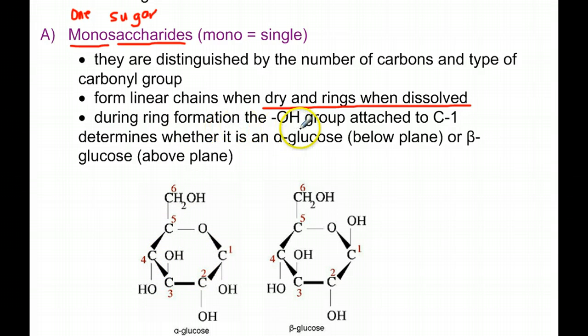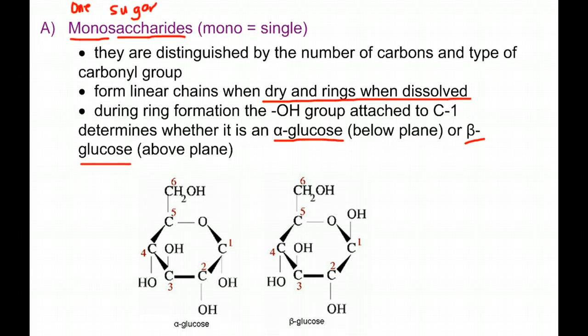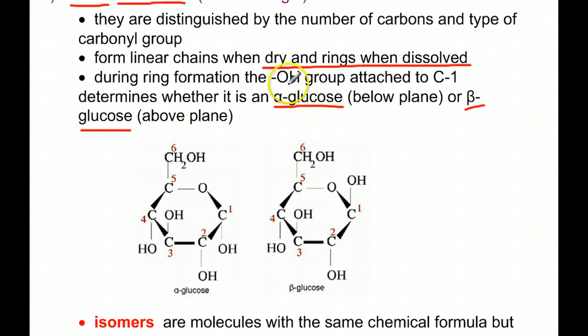So during ring formation, the hydroxyl group attached to the C, okay, so each of these are carbons and they've numbered them so that when we talk about them, we know what carbon we're talking about. So the hydroxyl group that's attached to the carbon number 1 determines whether it's one of 2 types of glucose. So we have such a thing as an alpha glucose and a beta glucose. And what they're trying to say here is that we know whether we're dealing with an alpha versus a beta based on this hydroxyl group right here. So the hydroxyl group attached to the C1 sugar.